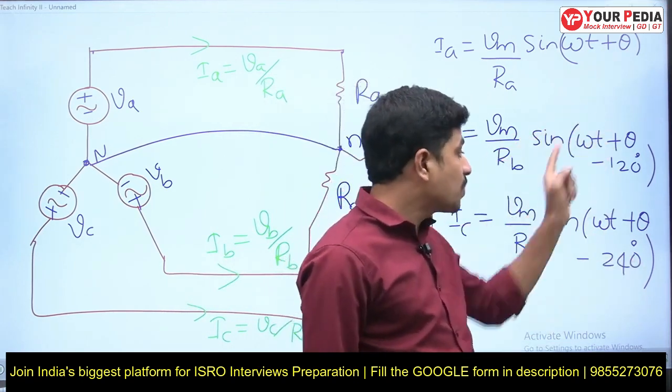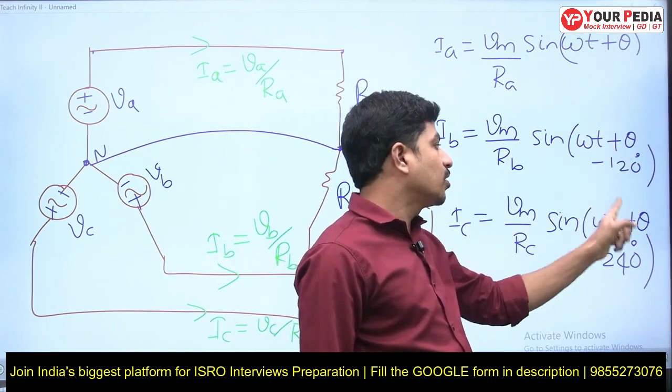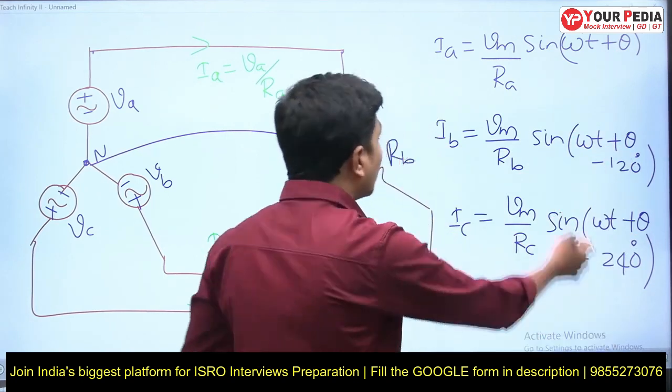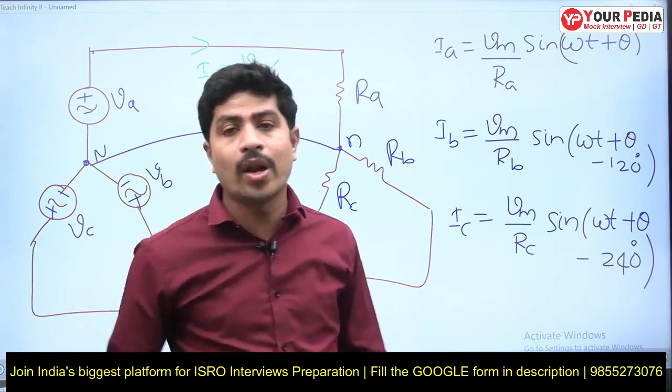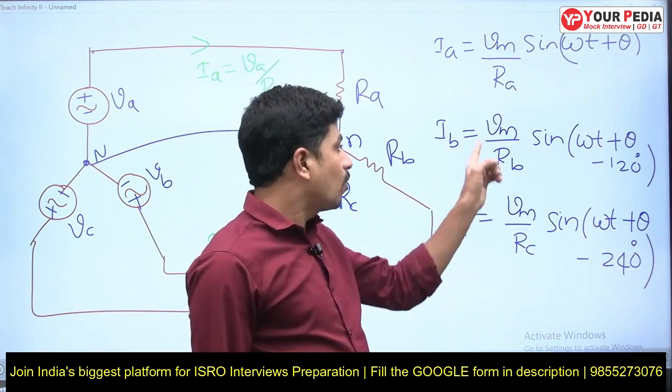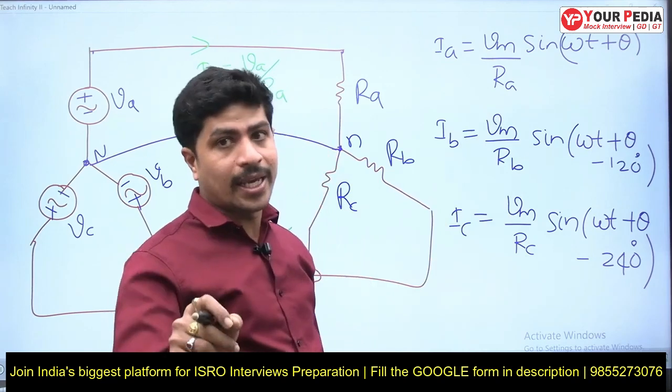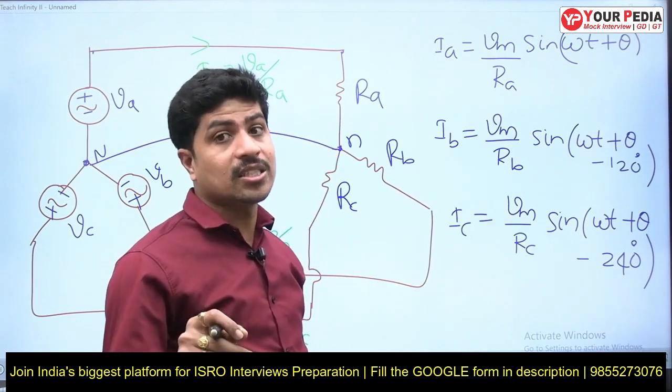But all thetas must be the same. If this is 30, this should be 30, this should be 30. And we know that all these Vm's are equal. I have taken a balanced system of voltages. Now if RA is equal to RB equal to RC, then only those currents are said to be balanced.